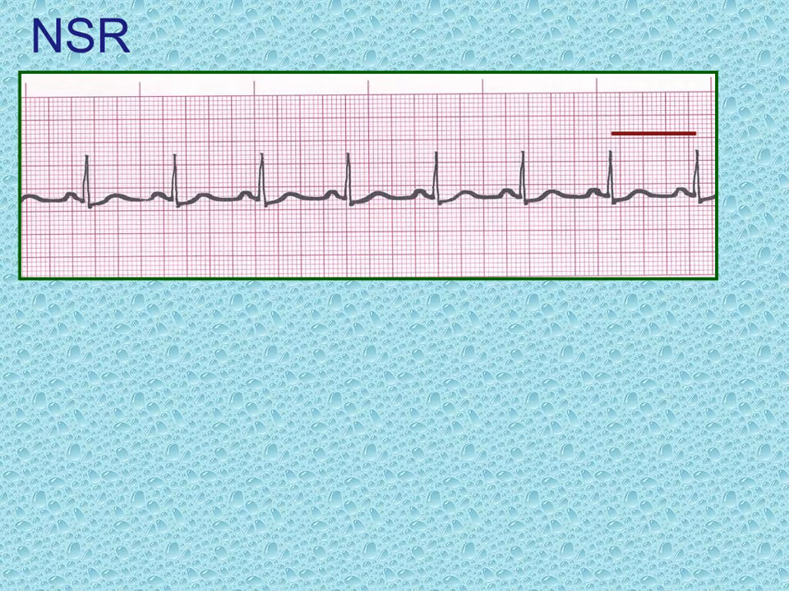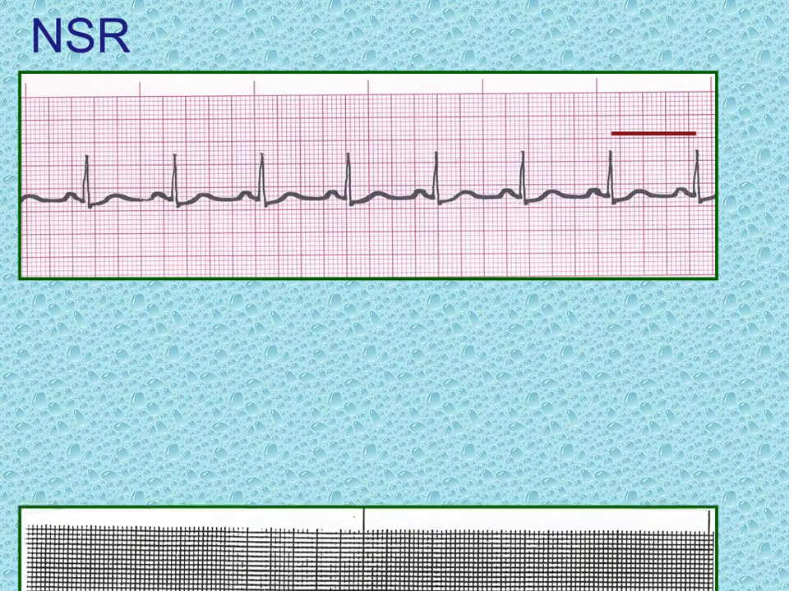I'm going to look at my rhythm. So is it regular or irregular? And this one I can see my R to R intervals are regular. And then I'm going to look at my relationships. So I can see a P wave with the QRS on each of these complexes. Therefore, that is normal sinus rhythm with a rate of about 70 to 80.